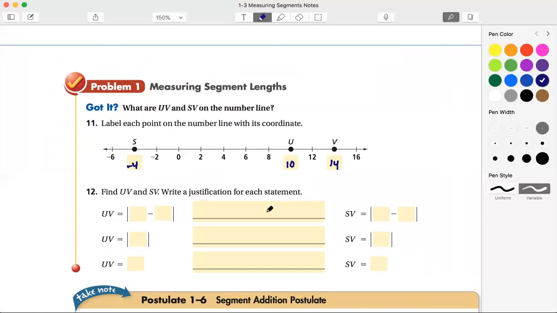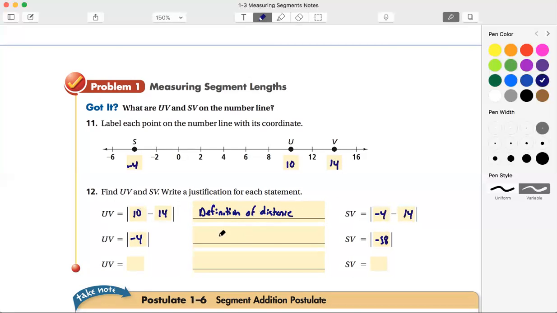All right, let's find some measurements. So UV. U is at the point 10. V is at the point 14, okay? And why am I able to do this? Because this is the definition of distance. Okay, SV then would be -4 minus 14, where V is. So doing the math here, 10 minus 14 is going to give me -4. -4 minus 14 is going to give me -18.